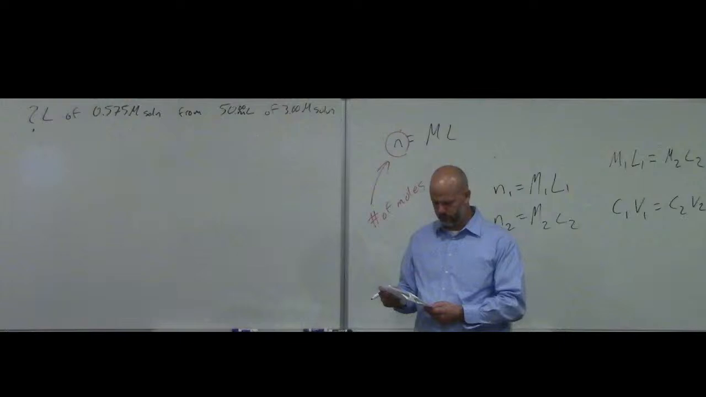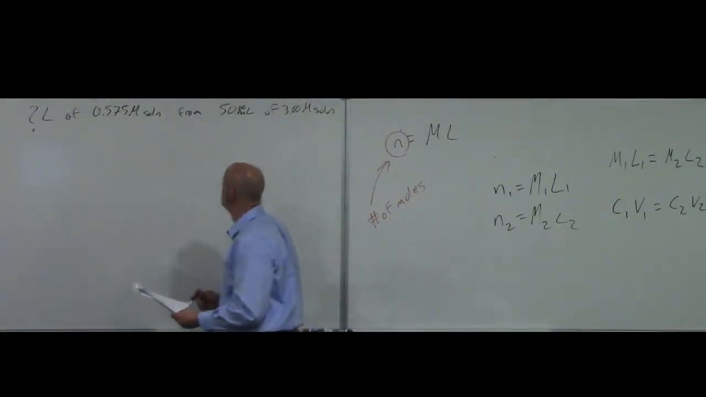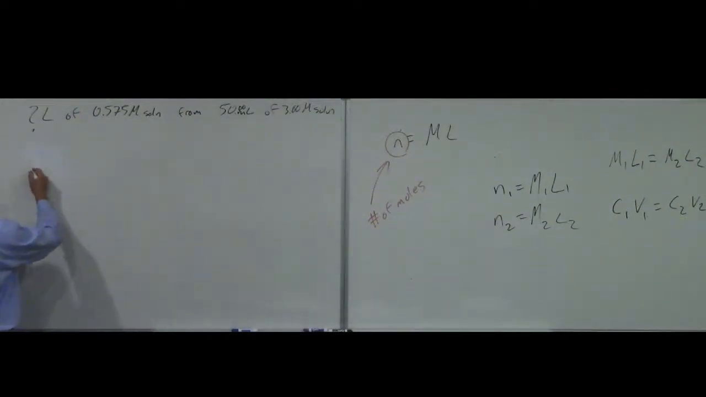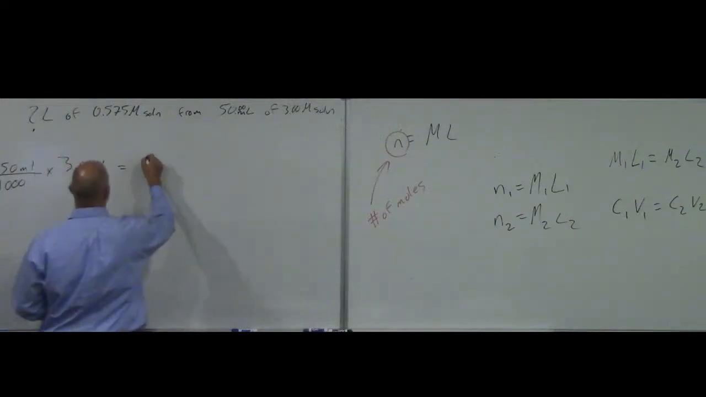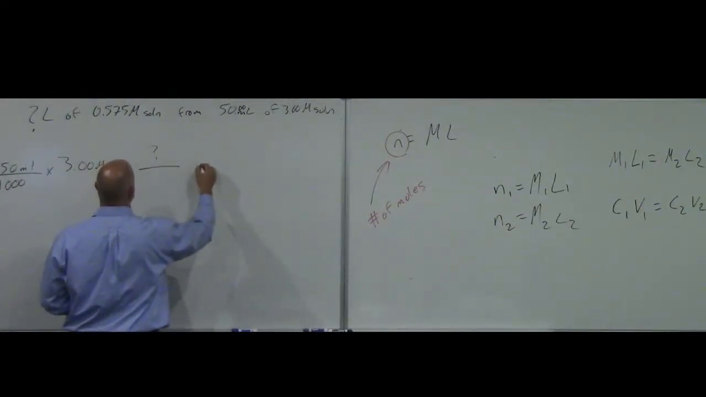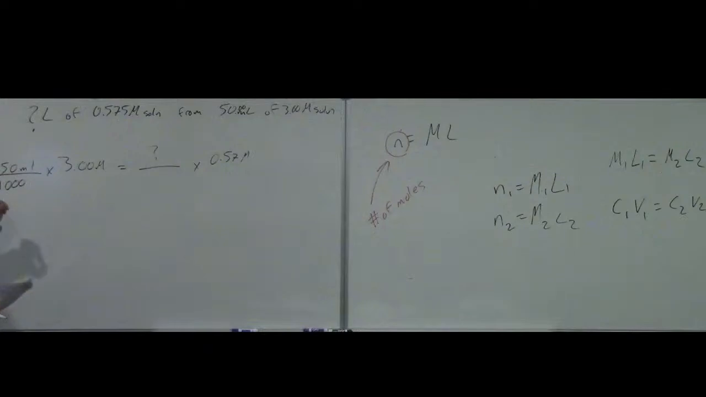So 0.26. These are the easiest ones, right? Now, one thing I need to do probably is take my 50 ml and convert it into liters, right? I'm just going to divide that by 1,000 times 3.00 molar. I know that that's going to be equal to this quantity times 0.575 molar. So do that, divide by 1,000, divide by that. Okay, you put times that, divided by that.